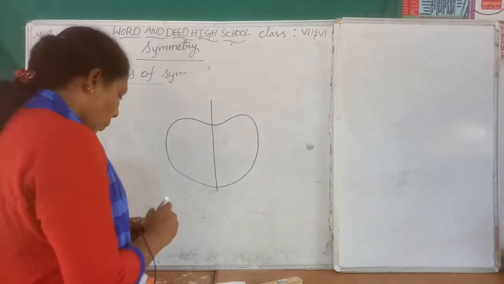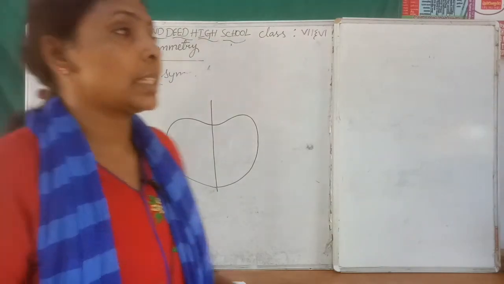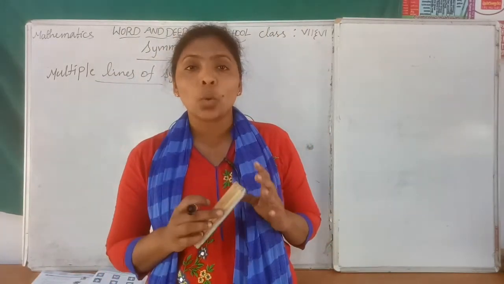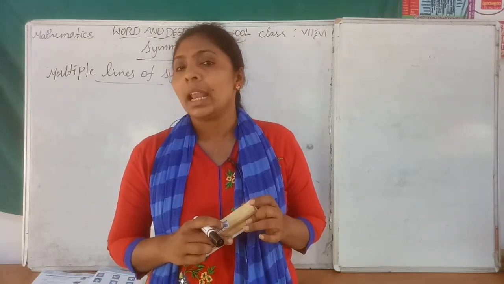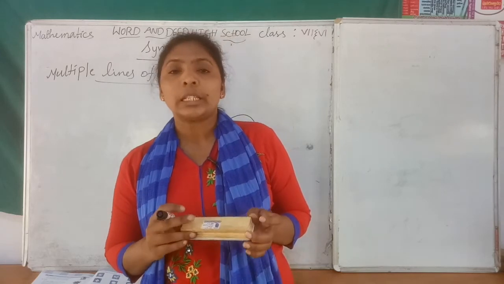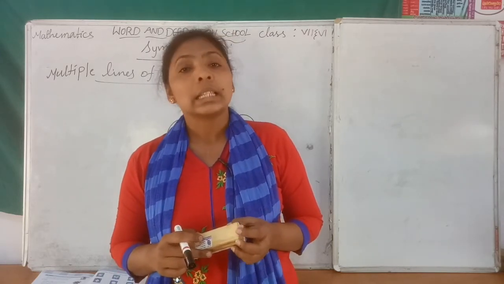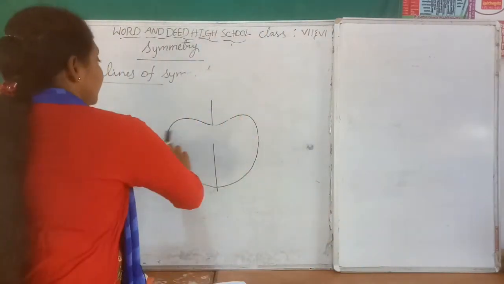So today what have we discussed, children? What is symmetry? A line of symmetry means when we divide, the two parts coincide with each other exactly. That is symmetry. Lines of symmetry, multiple lines of symmetry, children. So rectangle we have discussed, square we have discussed, circle also we have discussed. So, a small assignment, children.